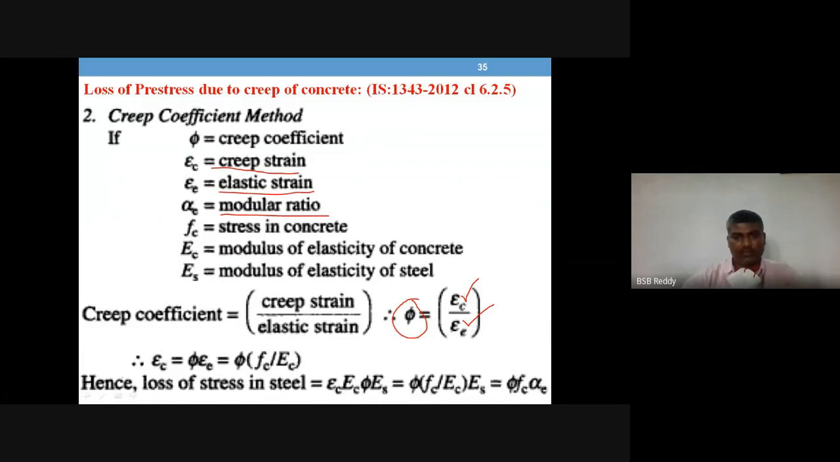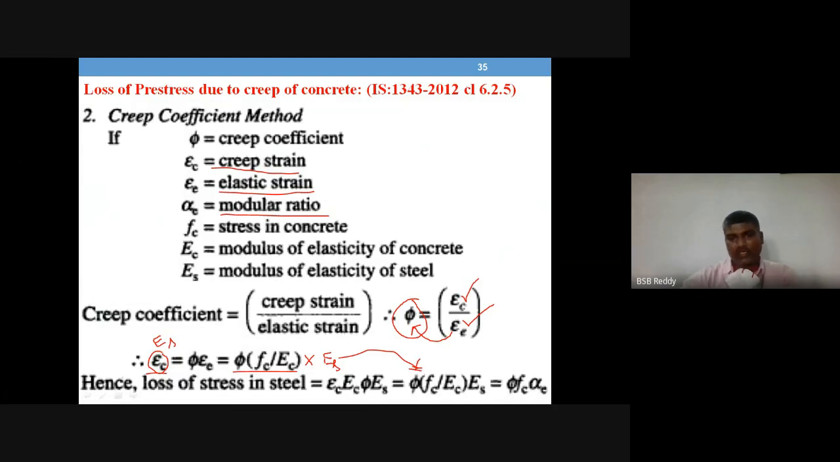So creep strain is equal to phi into elastic strain, and elastic strain may be replaced as stress by Young's modulus. So that will be the formula that you can develop for creep strain value. Creep strain is now written as phi into stress by Young's modulus in concrete. Again, this strain multiplied by Young's modulus of steel will give you stress in steel. So this multiplied by Es will be the loss of stress in steel. So that is this step.